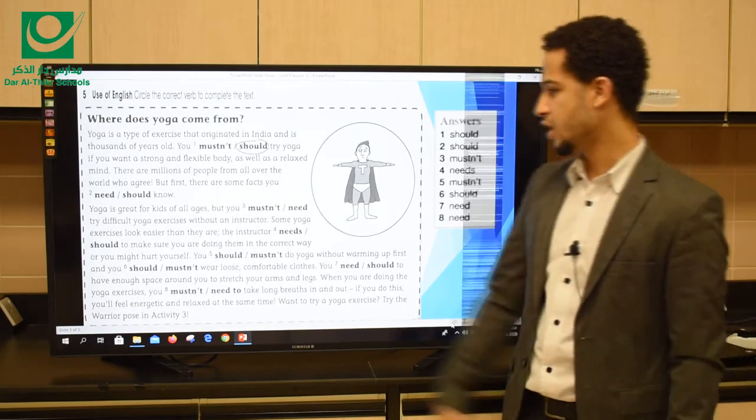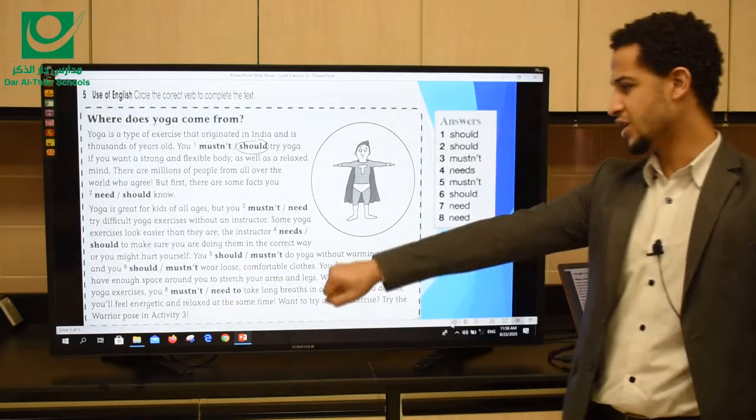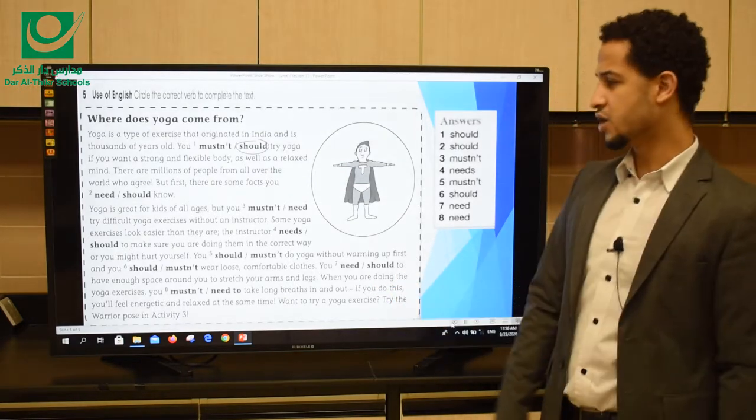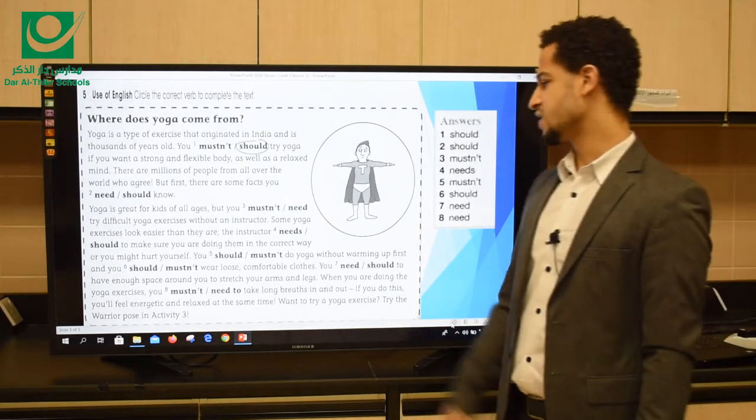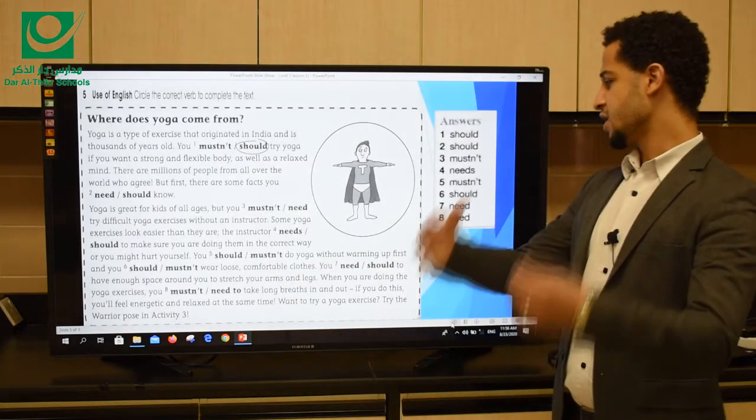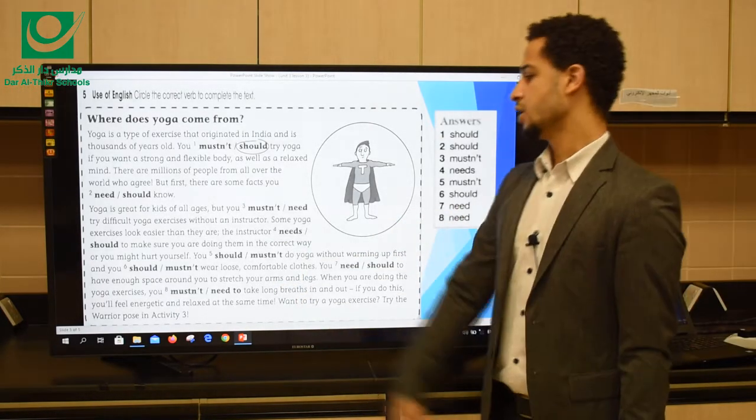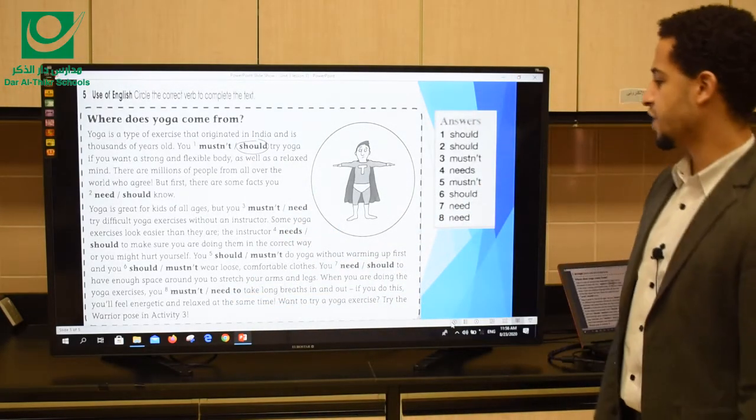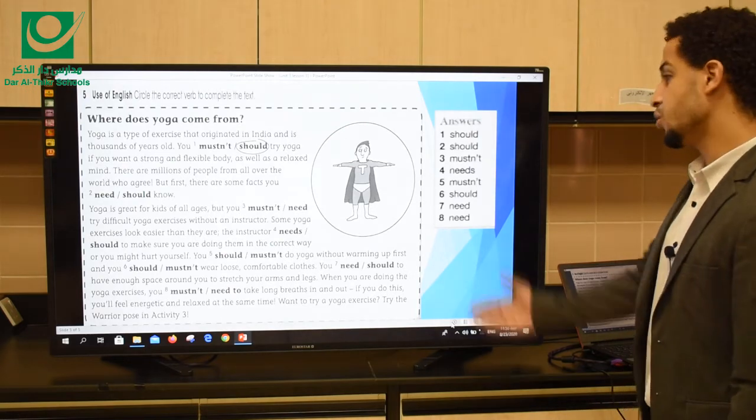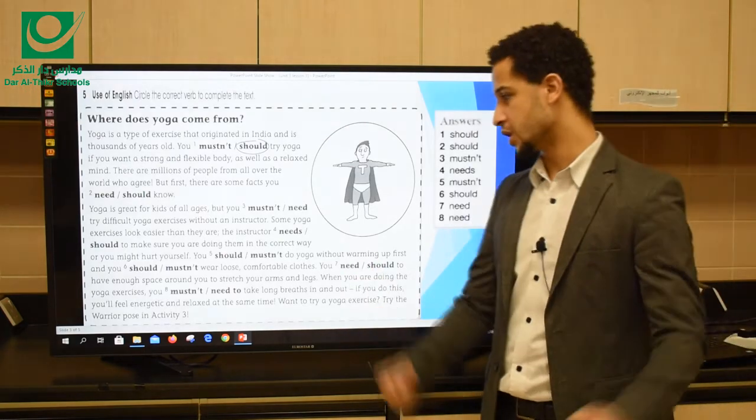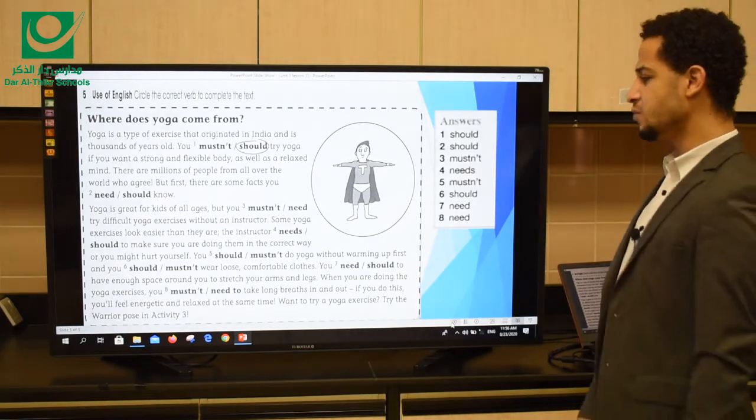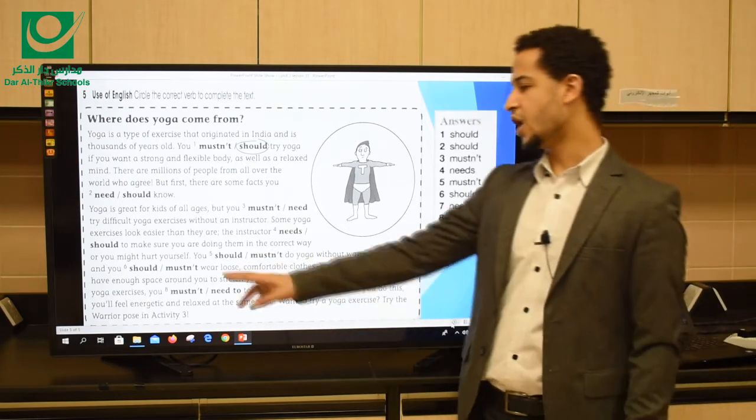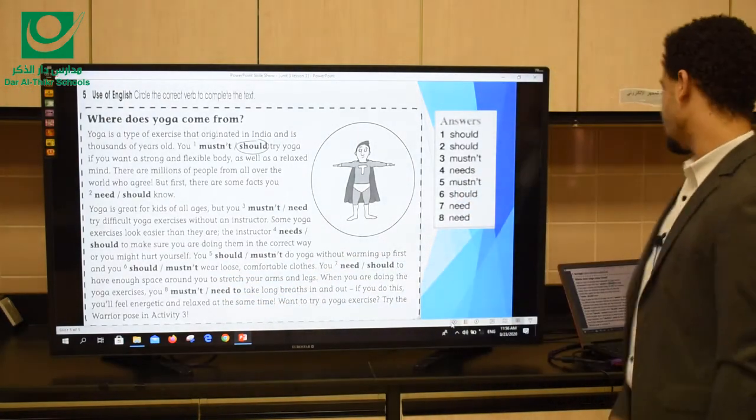You need to have enough space around you to stretch your arms and legs. When you are doing the yoga exercises, you need to take long breaths in and out. If you do this, you will feel energetic and relaxed at the same time. Want to try a yoga exercise? Try the warrior pose in activity 3.